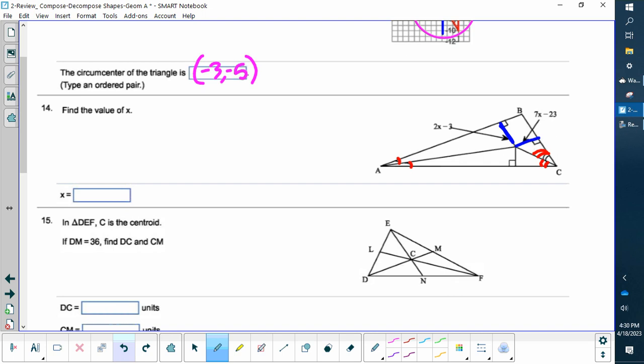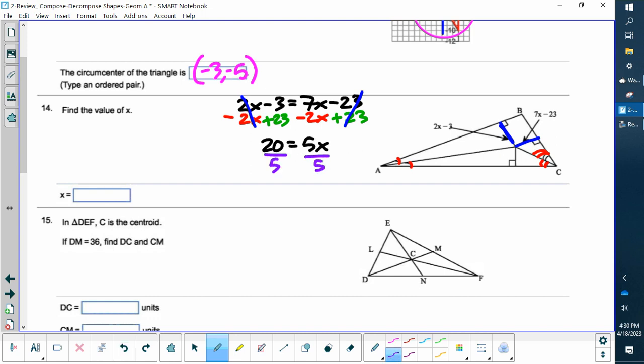So if I were to do some algebra here, 2x minus 3 has to equal 7x minus 23. All right, let's move our x's to one side. And while we're at it, let's go ahead and move our whole numbers together. So I'm going to add 23 to both sides. Those go away, those go away. I get 20 equals 5x. Now it's a one-step algebra equation. And we get x equals 4.